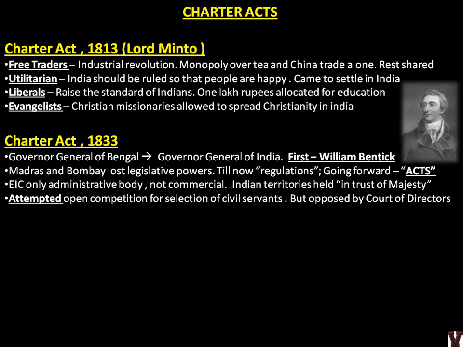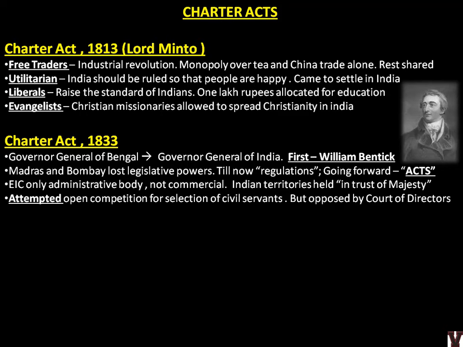So basically, 4 types. This is the act in which the monopoly of East India Company was actually taken away. That is the most important point about Charter Act 1813. If you remember, East India Company in 1600 got the rights to trade in all regions to the east, on the eastern side.